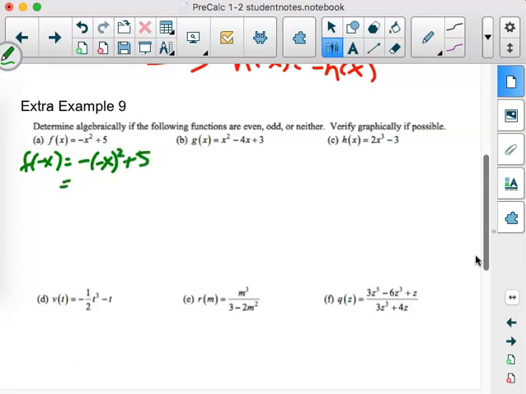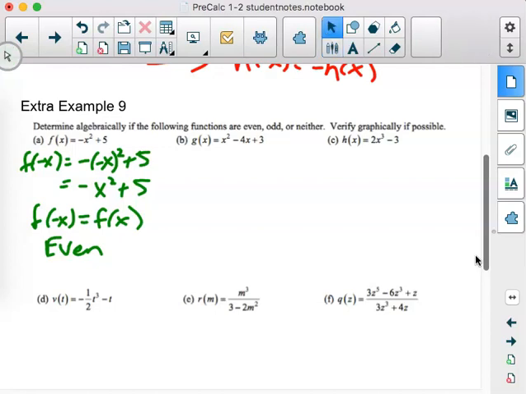And hopefully it's starting to become intuitive to you. You're like, but if you raise it to an even power, it's just going to be positive anyway. So minus x squared plus 5. Oh, look what happened. It's exactly the same as what I started off with. So f of negative x equals f of x. That makes this one even. So even, odd, or neither.